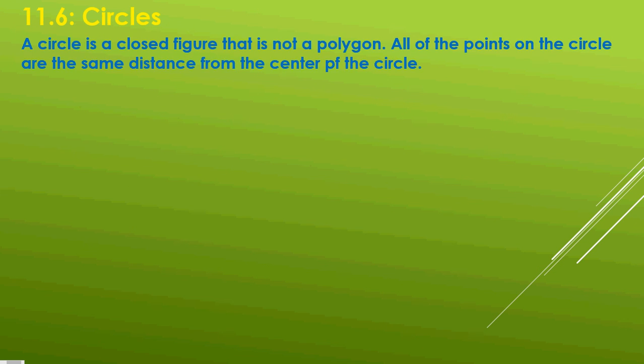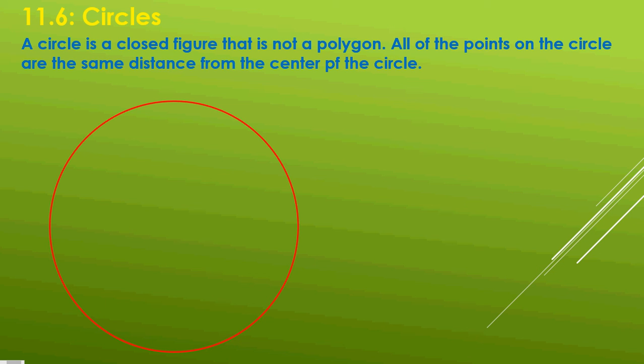Okay. And the last one for today are circles. Okay? A circle is a closed figure that is not a polygon. Remember, a circle is not a polygon. All of the points on a circle are the same distance from the center of the circle. For example, I have this big circle over here. A red big circle. Okay?